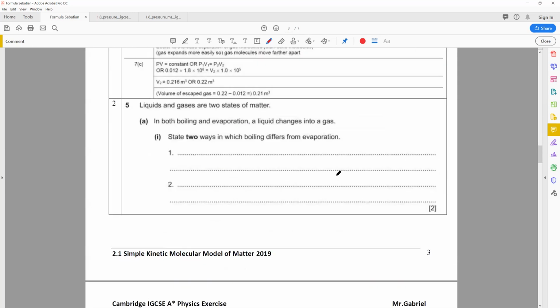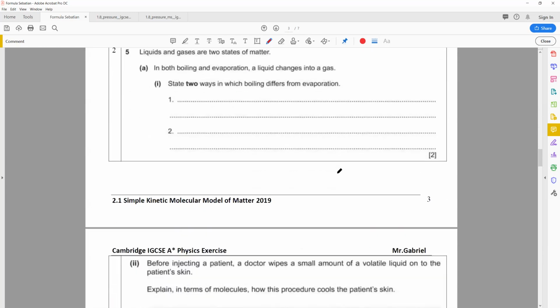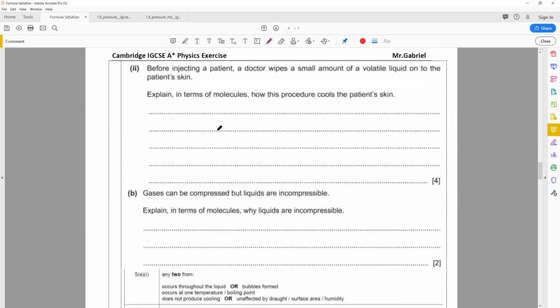Looking at this second question here, liquid and gases are 2 states of matter. In both boiling and evaporation, the liquid changes into gas. State 2 ways which boiling differs from evaporation. Like I mentioned just now, boiling occurs throughout the liquid. Evaporation occurs only on the surface. Boiling occurs only at boiling point. Evaporation occurs at any given temperature. So these answers are going to be quite straightforward.